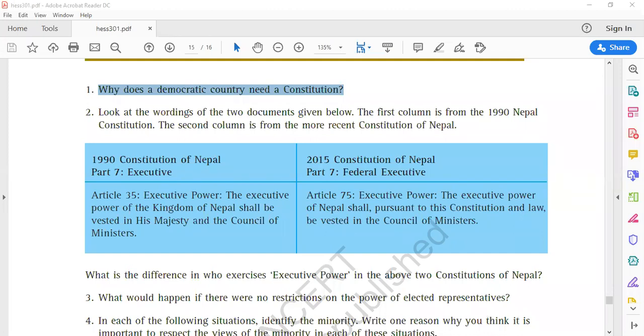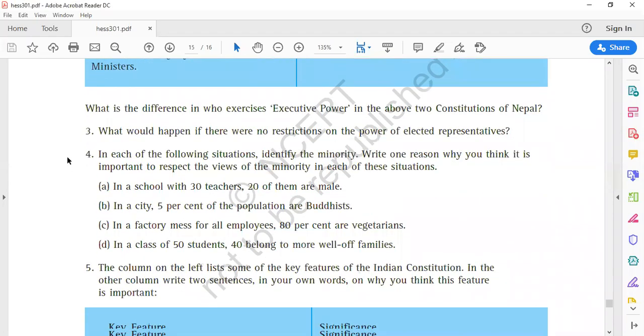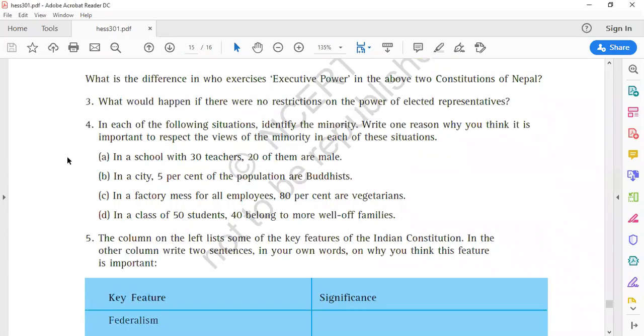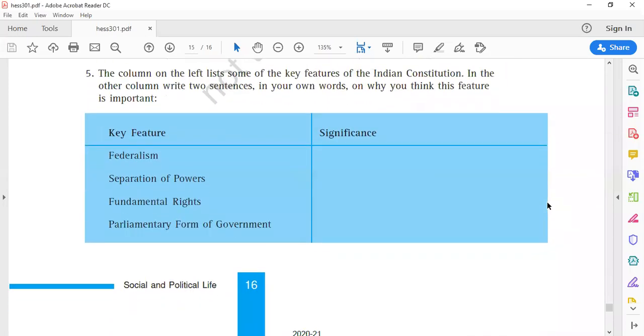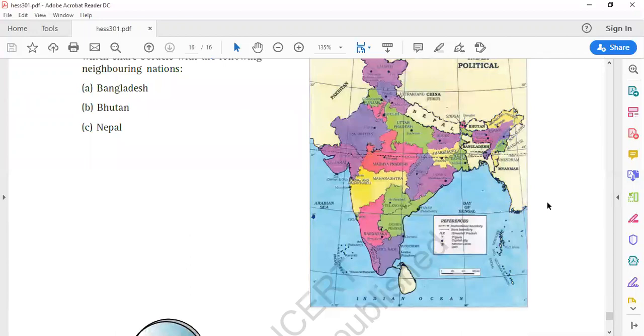Okay, why does a democratic country need a constitution? Very important. Right. Next thing, we are not comparing constitutions here. What is the difference in who exercises executive power in the above constitutions? Not important. What would happen if there were restrictions on the power of elected representatives? Okay, that is not important, not so important. Okay, first question is the important one.